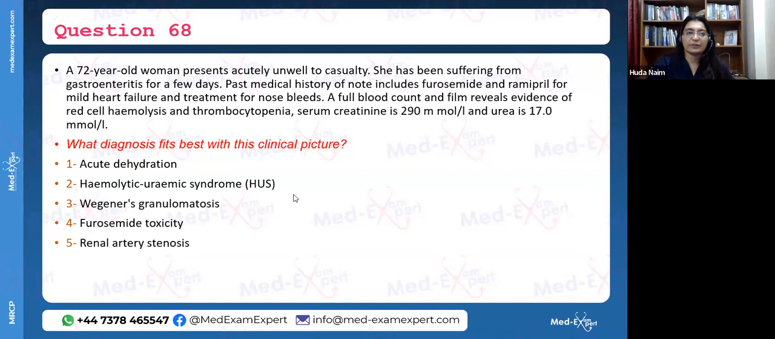Dr. Arvind, read the question again. The age group of the patient, the 72-year-old woman. Will a 72-year-old woman present with vaginas for the first time? Yes, very good. It's hemolytic uremic syndrome.